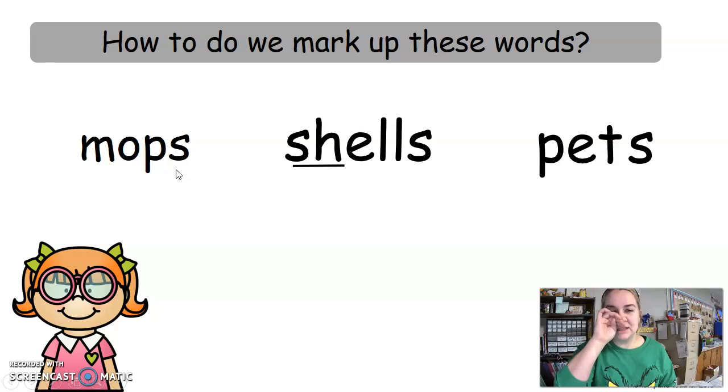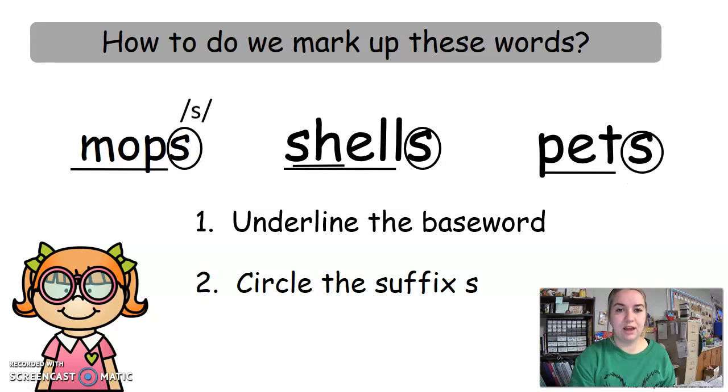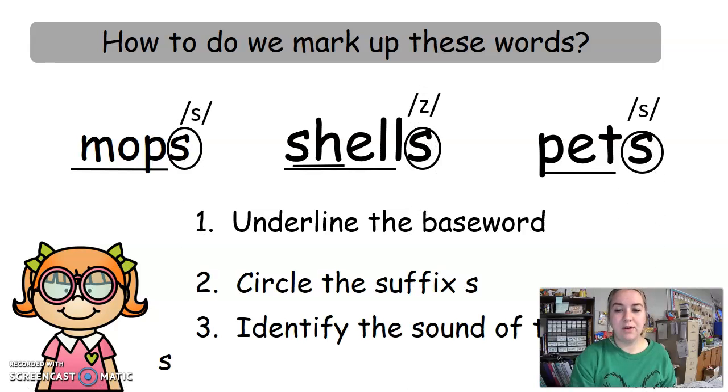Marking up words with suffixes, there's a lot of steps. And so let's remember from yesterday what we do. The first thing we're going to do is underline that base word. Now remember, the base word does not have a suffix. That's why you see this line only goes until right before the suffix S. The second thing I'm going to do is circle the suffix. And the last thing I do is I'm going to say, does it sound like S or Z? And I'm going to put either an S or a Z above my suffix.